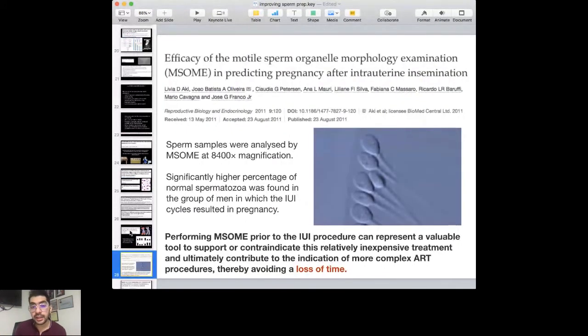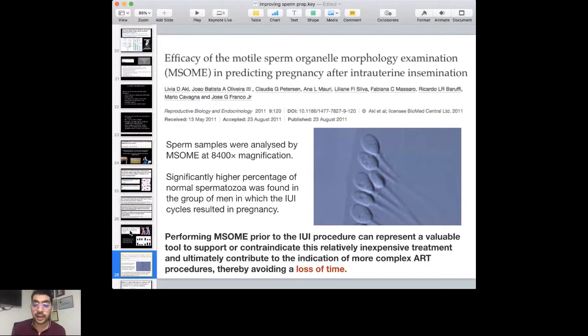This is another study, a retrospective study which compared outcomes of IUI. They took all the IUI failures that they had in their laboratory and did an MSOME analysis. MSOME basically stands for motile sperm organelle morphology examination. What they found was that when they did MSOME for IUI failures, most of these patients had morphological abnormalities in the sperm itself. And that could be one of the contributory factors for failures of IUI.